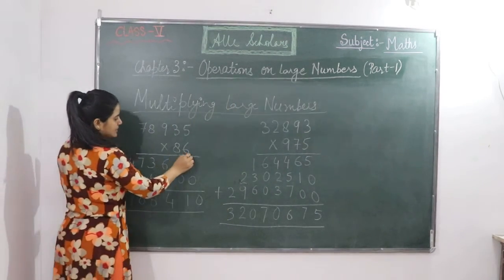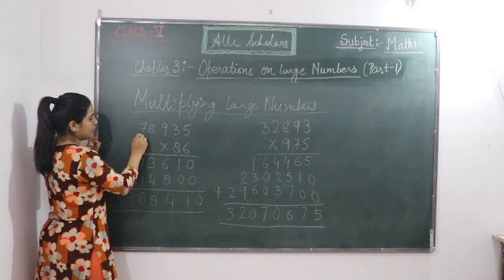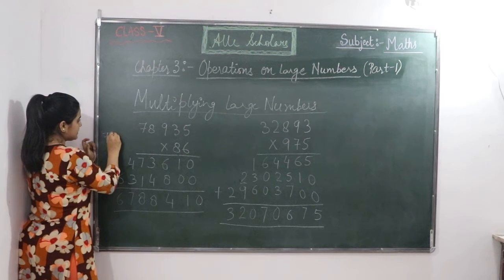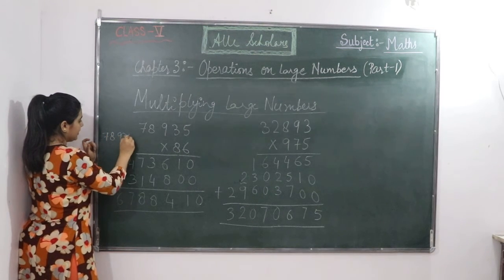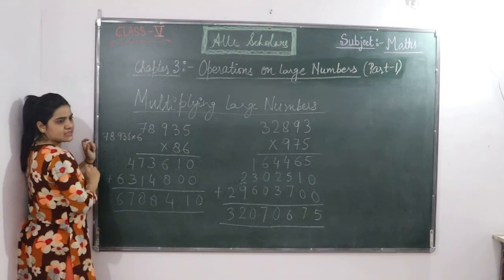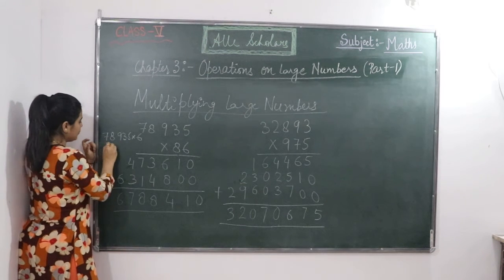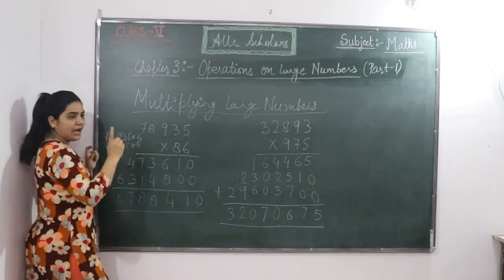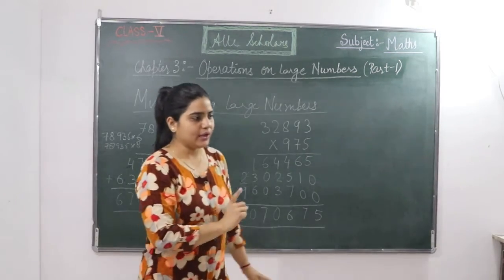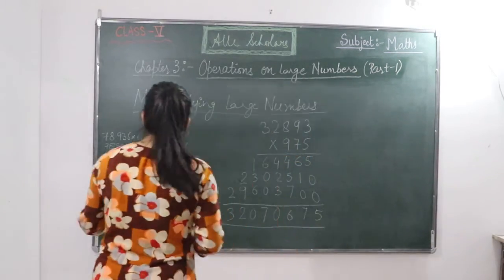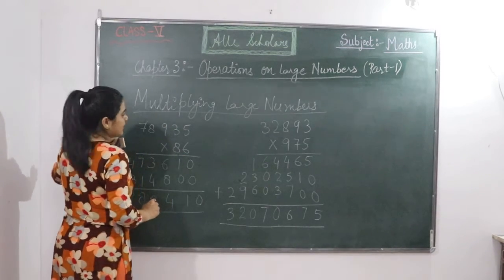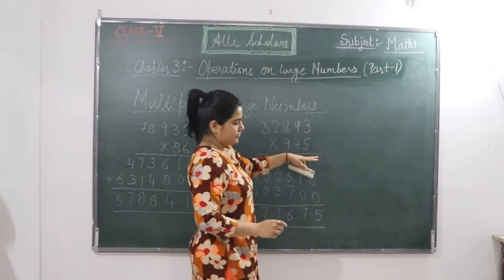So for a 2 digit multiplier, what do we have to do? This is the multiplicand. First we will multiply 7, 8, 9, 3, 5 into 6. Then we have to do 7, 8, 9, 3, 5 into 8. We have to multiply it 2 times, and we will see what the rule for that is. So there are 2 multipliers here, and here there are 3 multipliers.